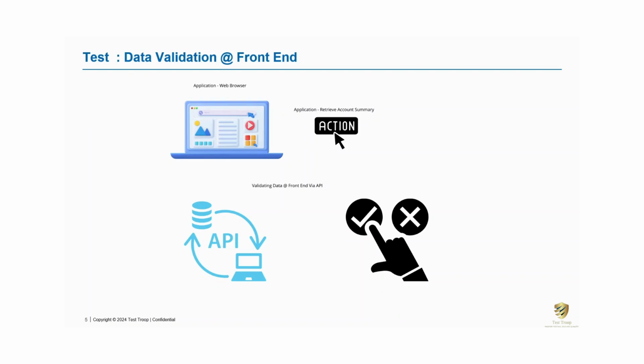Incorporating API testing in your end-to-end testing strategy provides a deeper level of validation and ensures that all layers of the application are functioning correctly, not just the front end. This is why API testing is not just nice to have but necessary in modern software testing.